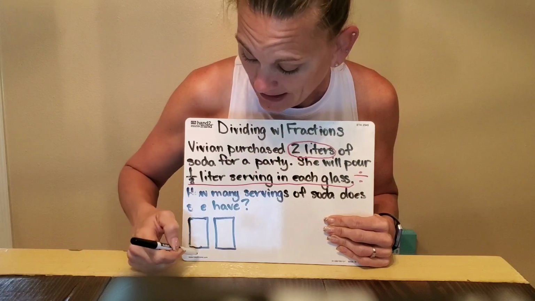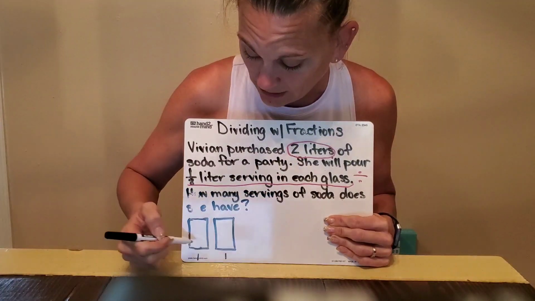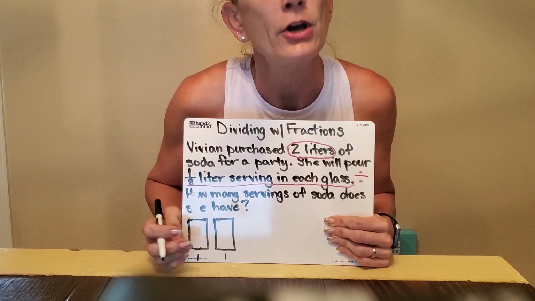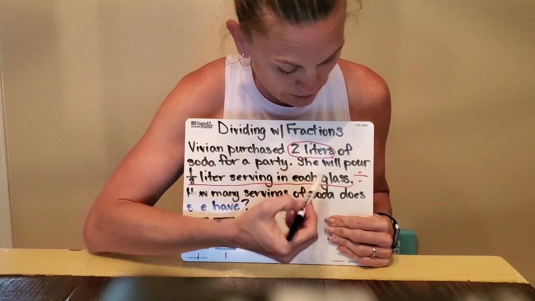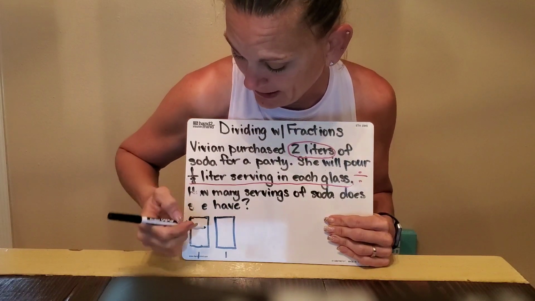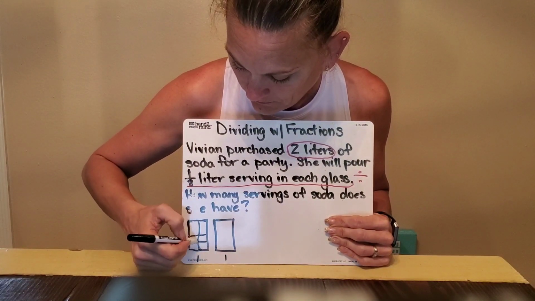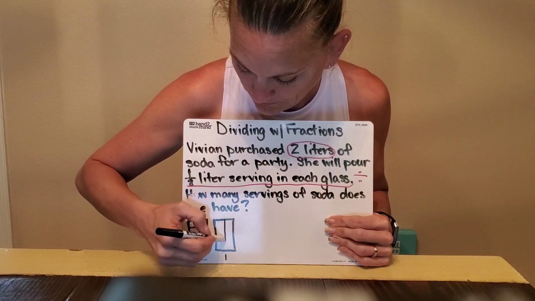Anyway, back to this. Here's 1 liter and here's 1 liter. So what are we going to do to each of those liters? We're going to cut them into 8 pieces because that's what it's asking us to do. So there you go.